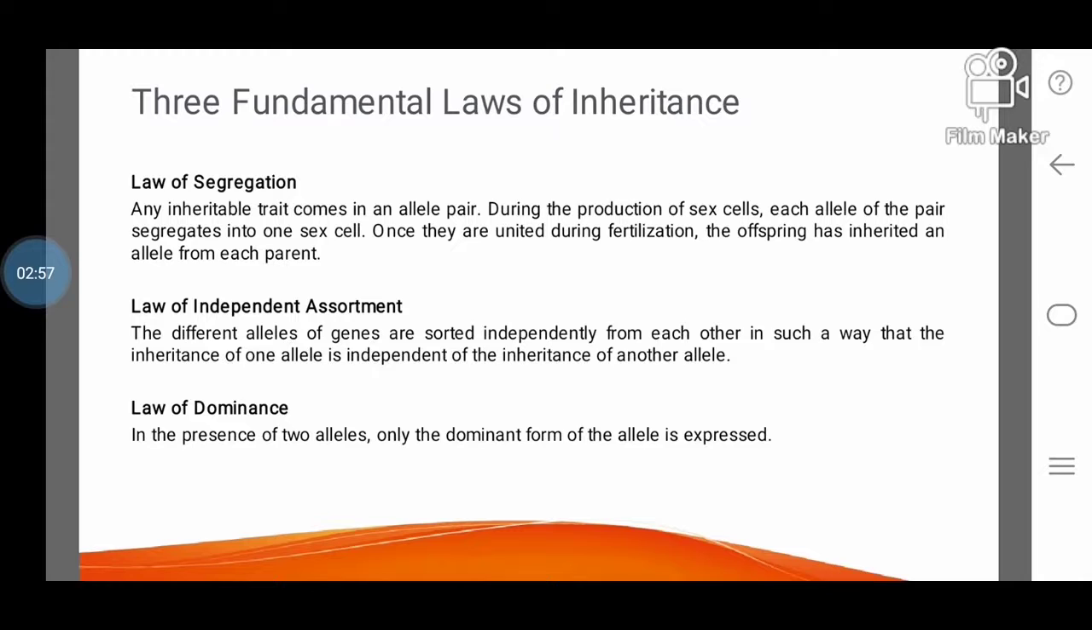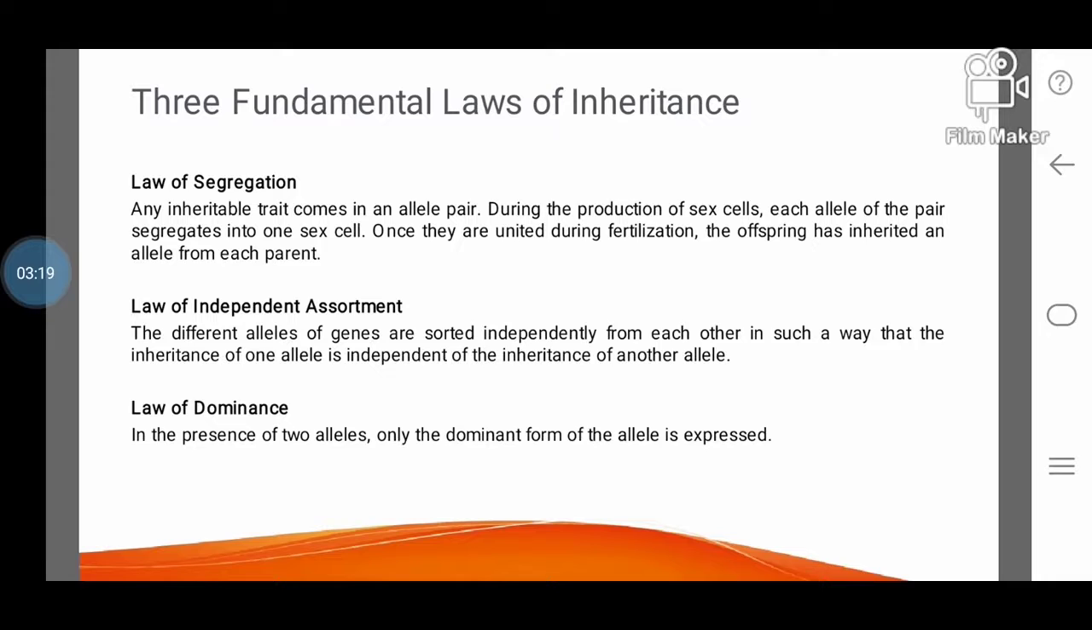So, during this fertilization, the offspring receives each allele from their parents.